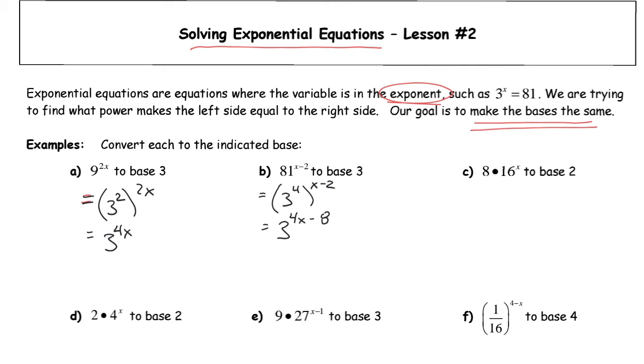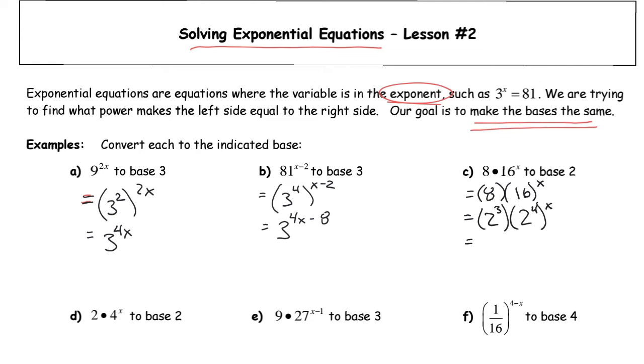On the next one, notice that I've got two different numbers here that could be powers of 2. I've got the 8, and then I've got this 16 to the x. What I want to do here is rewrite that 8. 8 is 2 cubed, and 16 is 2 to the 4.